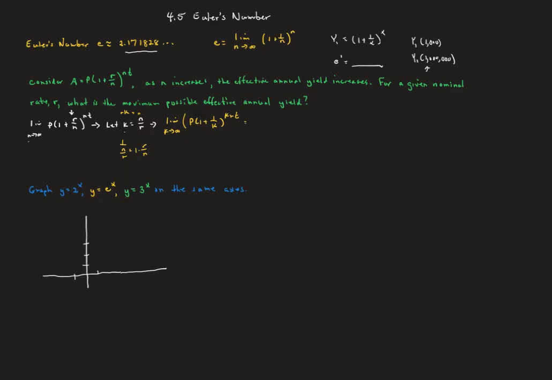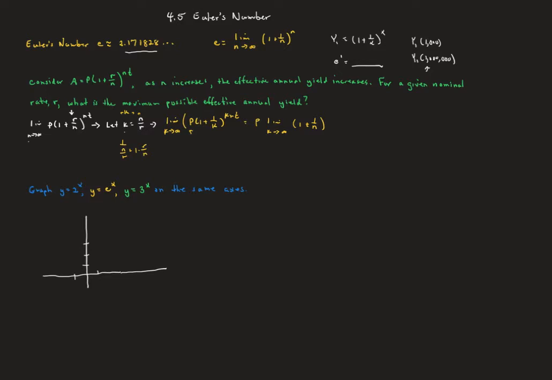Now we're going to pick this apart a little bit. This P is just a constant, so mathematically we can pull it all the way outside of our limit. So now we have P times the limit as k goes to infinity of 1 plus 1 over k.